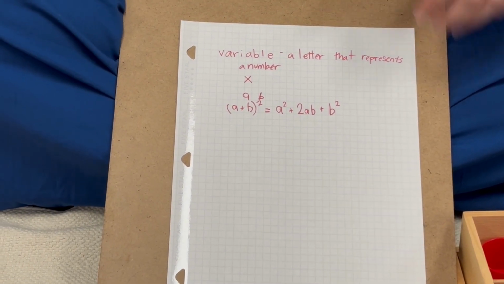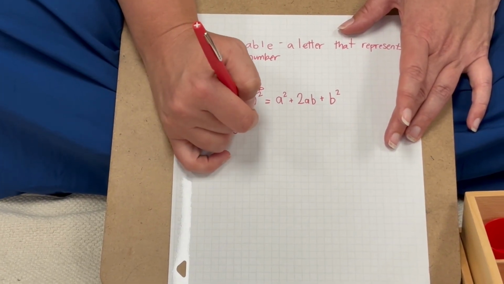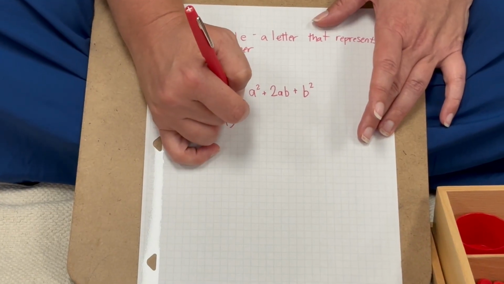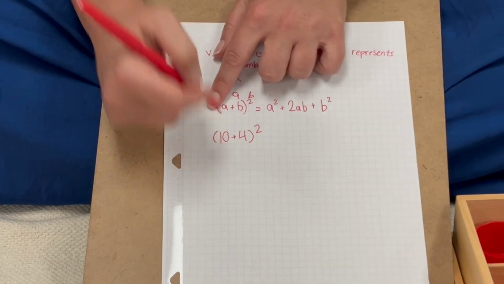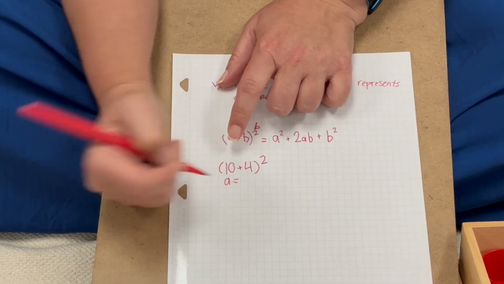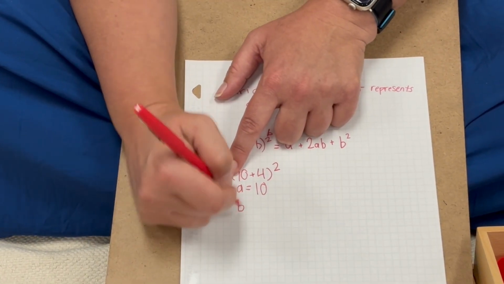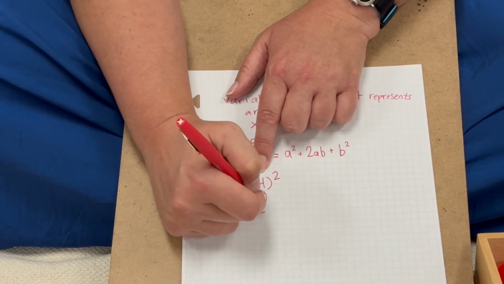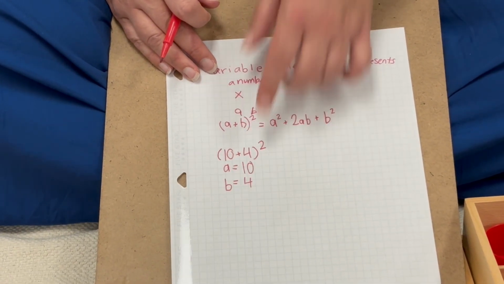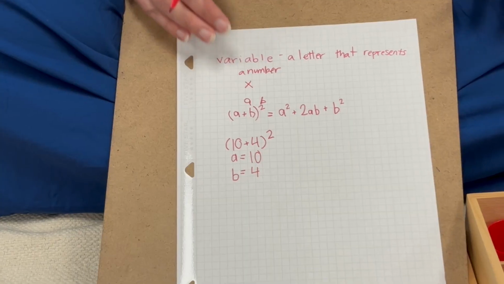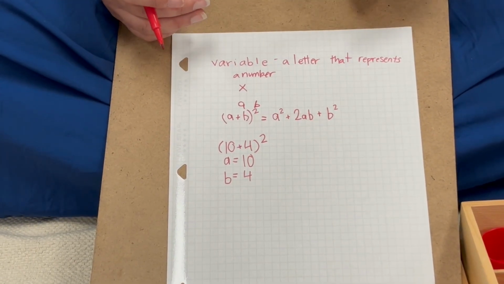The very first one we did was squaring. When we did 10 plus 4 squared. So in this equation, we could say that a equals 10 and b equals 4. So when we have these variables, a and b, and we have an equation, we can now replace that letter with the number that we've assigned to it.